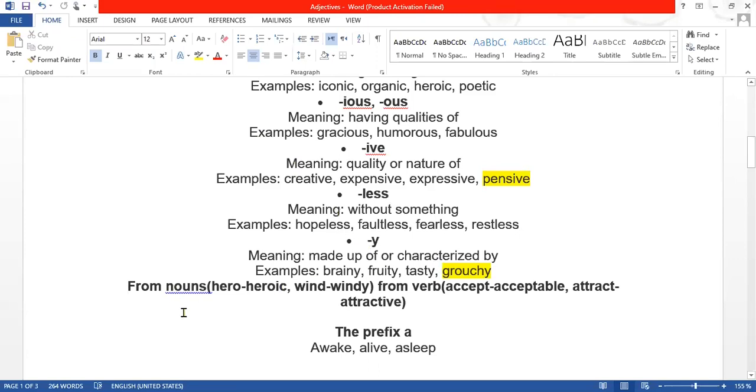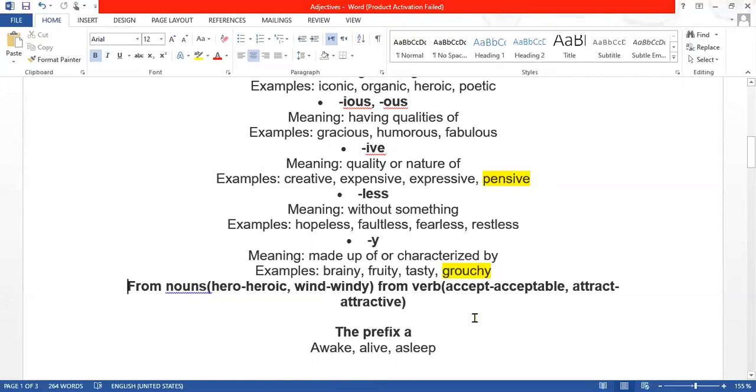So what we do is that forms can change, for example, we can change nouns into adjectives. Or verbs into adjectives, like for example, hero is a noun, and we can have an adjective. Or wind can be an adjective, windy. So wind is a noun, and windy is an adjective.